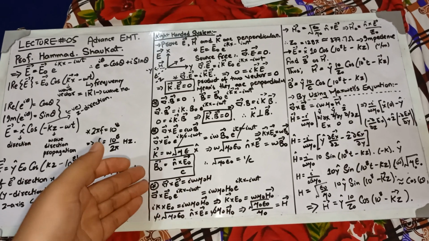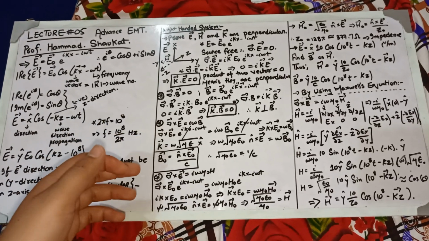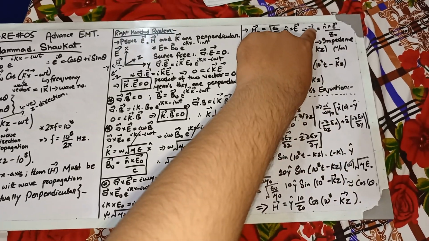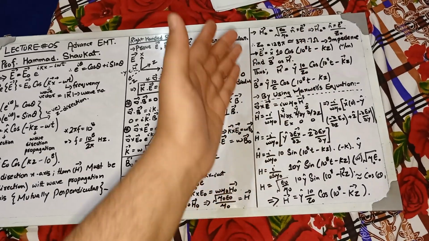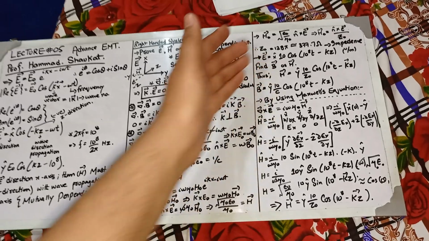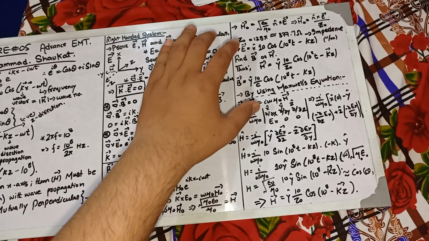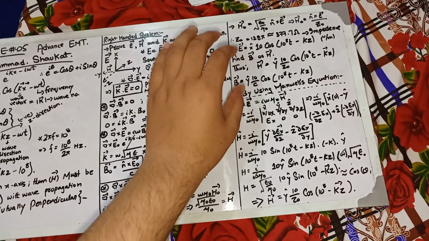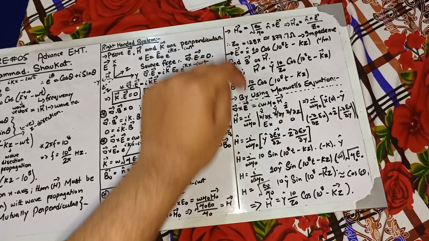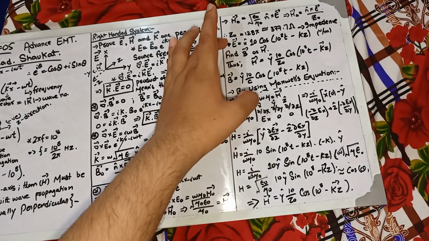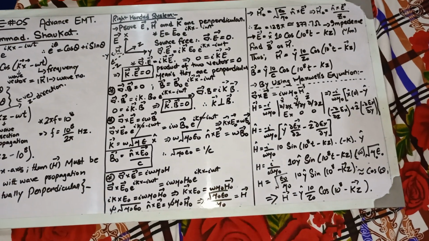Then we proved the expression for the value of B naught in terms of the electric field. Then we found the value of H naught in terms of the electric field. Then we had a practical example of how we can directly find the magnetic field if the electric field is given. If the electric field expression is given, we can easily find the magnetic field directly.